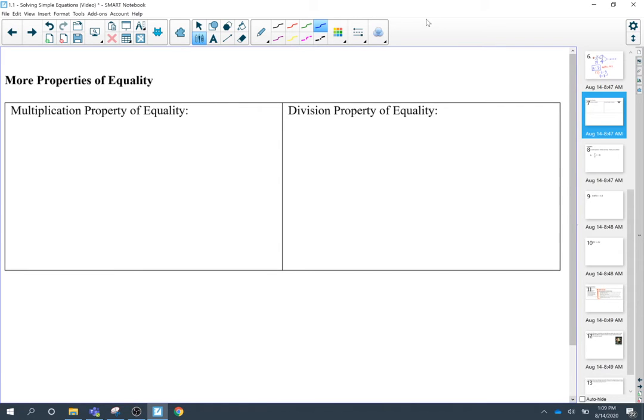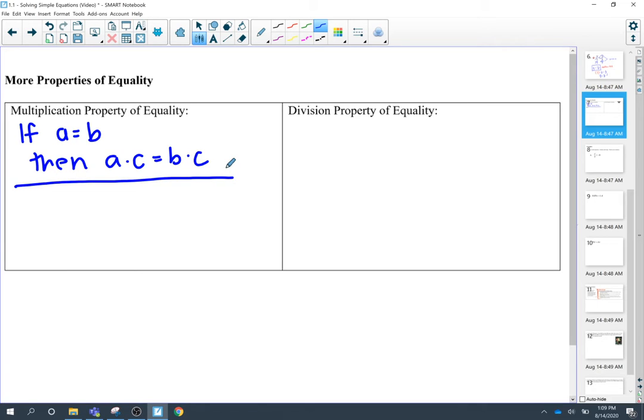Moving on, now we're going to take a look at our multiplication property of equality and our division property of equality. So, for our multiplication property of equality, we have if A equals B, then A times C equals B times C. Now, what that actually looks like. Let's say we have the equation of x divided by 4 equals 2.